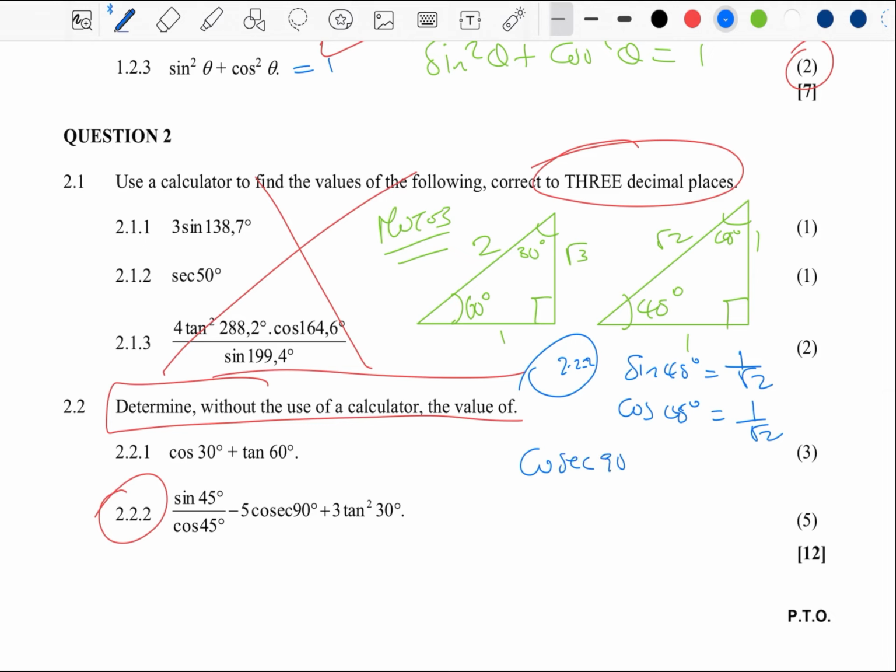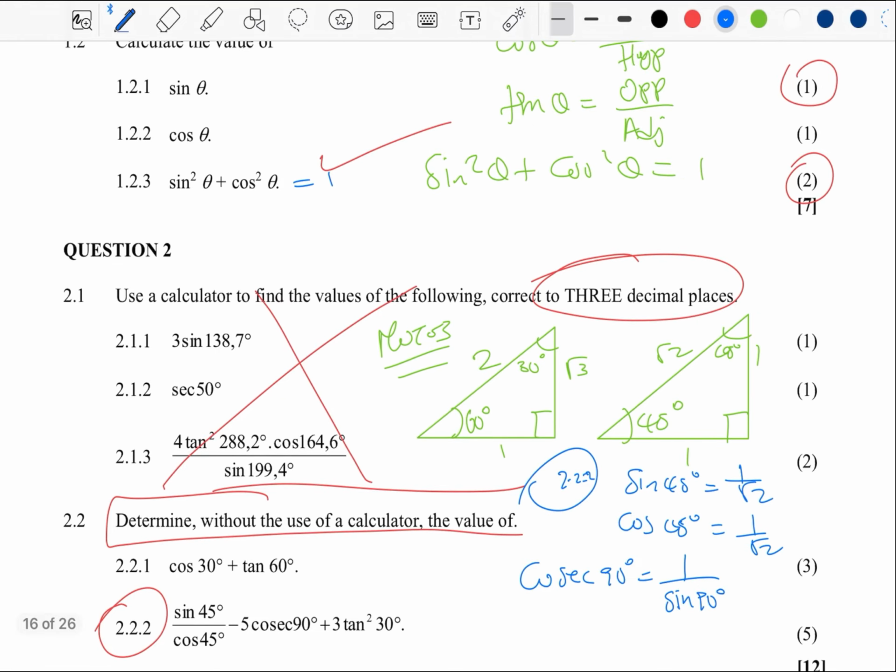And then cosec 90 degrees is the same as 1 over sine 90 degrees. Okay, and sine 90 degrees is equal to 1. You need to know that sine 90 degrees is equal to 1, and how to recall this from your memory. If you can't remember this, you can just draw your sine graph. You know this is 1 and this is -1, and this is 0 degrees, this is 90 degrees, this is 180 degrees, 270 and 360.